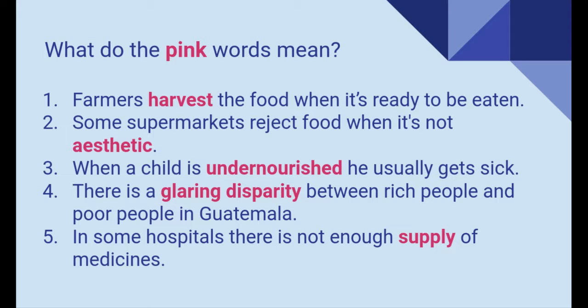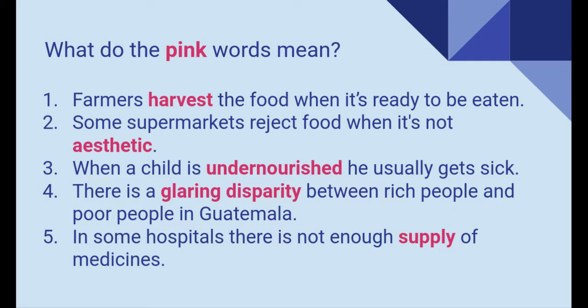Okay guys, now we have some supermarkets reject food when it is not aesthetic, and aesthetic means that it looks good. Okay, so in this case, when food doesn't look good, supermarkets reject it. Now, number three, when a child is undernourished, he usually gets sick. So undernourished means that he doesn't have the right amount of nutrients because he maybe is not eating that much, or the food that he is consuming is not good.